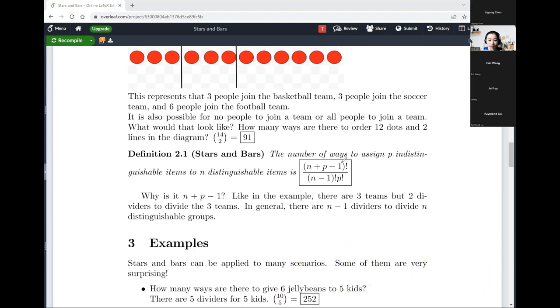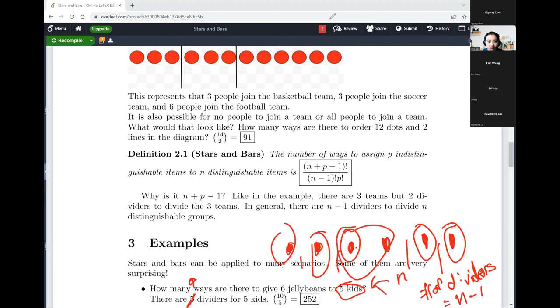So that's kind of important to note. So let's go back to the 6 jelly beans. We need 4 dividers. 1, 2, 3, 4. This means that the first kid gets 1, the second kid gets 1, the third kid gets 1, the fourth kid gets 1, and the lucky 5th kid gets 2. So if you think about it like this, let me undo this.